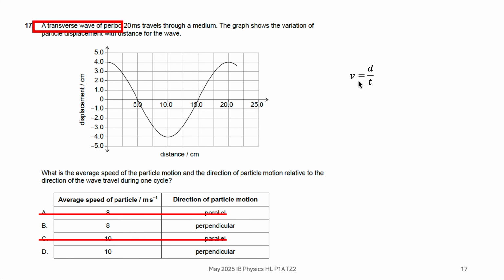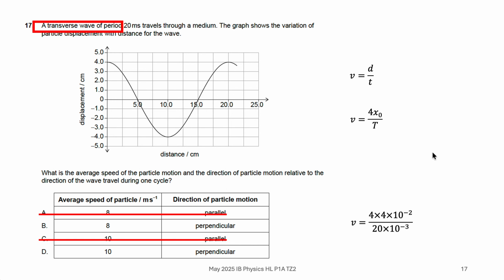Okay, we're going to use this very simple equation, v equals d over t. Speed is distance over time. During one cycle, our particle at the top is going to travel down to the middle, to the bottom, back to the middle, and back up again. Every particle is going to follow that journey. So what you've noticed there is I've done 4 amplitudes. The amplitude of this wave is 4 centimeters. So we're going to do 4 amplitudes, and we're going to divide it by the time. The time is just the period, which we're told in the question, 20 milliseconds.